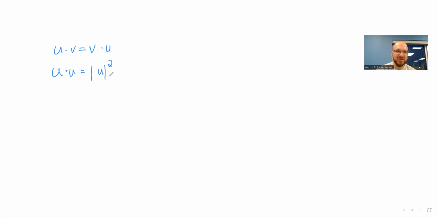U dot U is, remember the absolute value symbols around a vector mean magnitude. So I could probably put these vector arrows above them. Yes, these are all vectors. I'm not going to put them above everything, but you get the idea. The 0 vector dotted with any vector, and again, the order doesn't matter here, is the 0 vector. That means 0 in each direction.